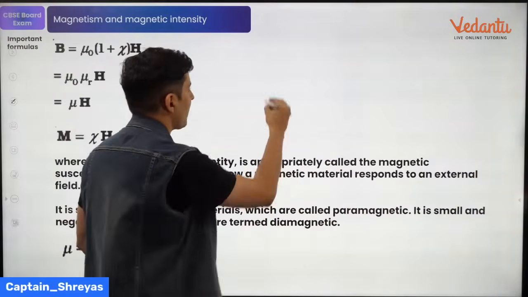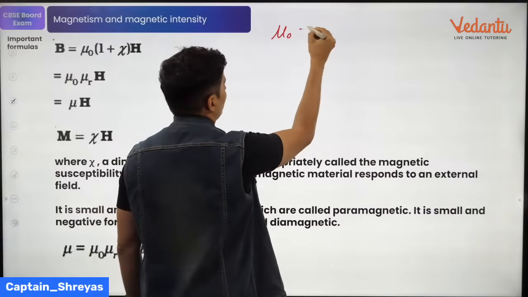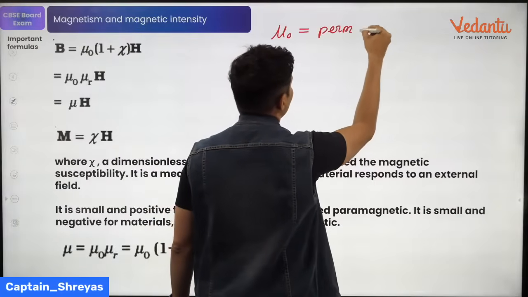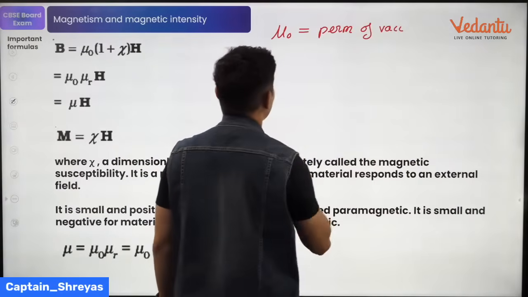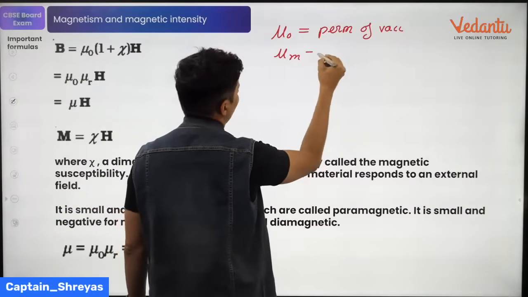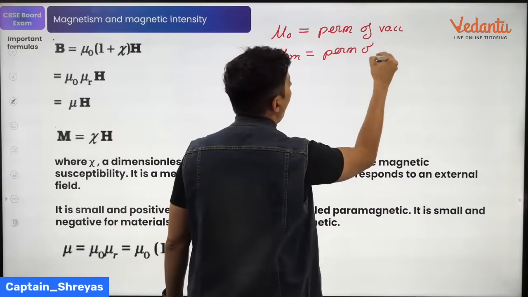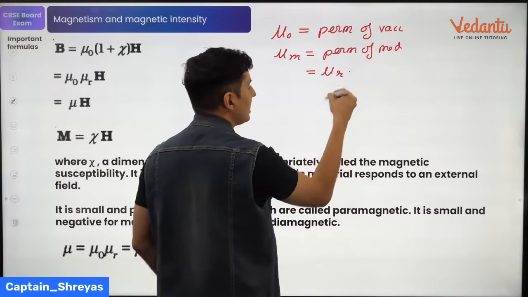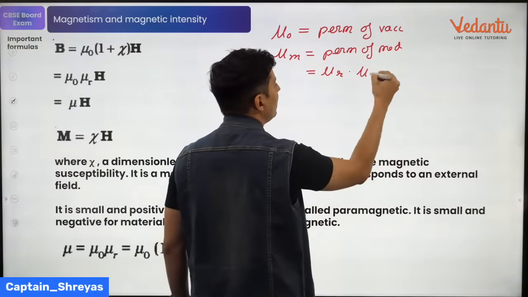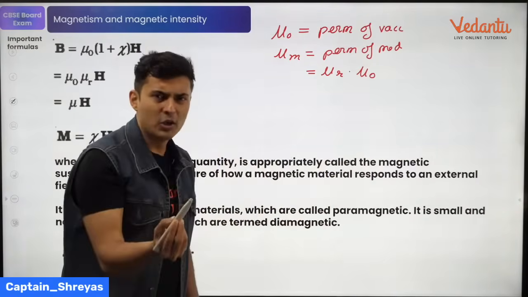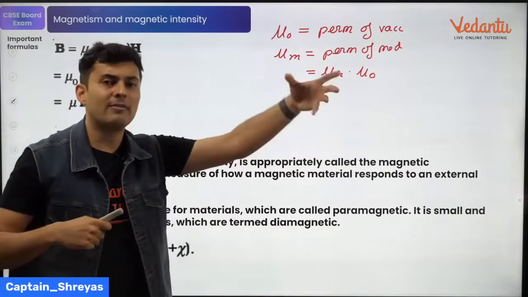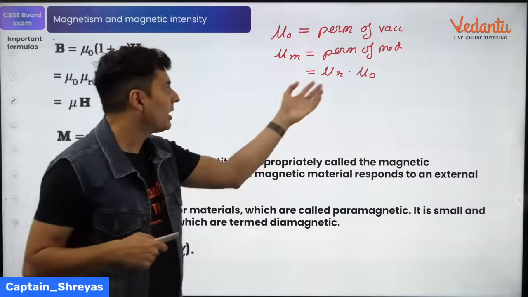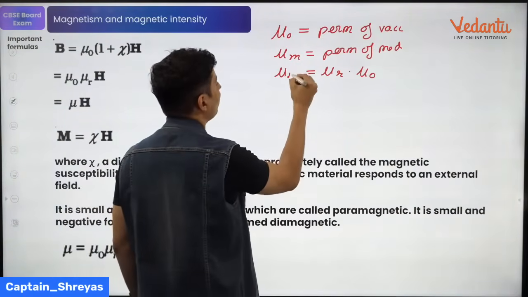See guys, very simple. Just like mu naught tells you the permeability of vacuum, mu m is nothing but the permeability of that medium. So that will be relative permeability, which is a number, into the permeability of vacuum. So it is some number, like 5, 3, 0.9, or a negative power, whatever that number, that gives me the permeability of that medium.